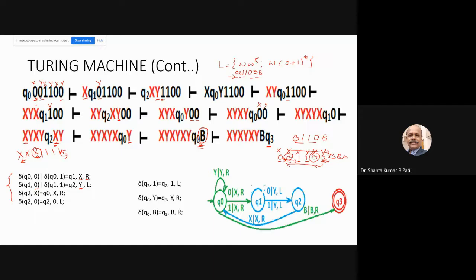See, for this 0, it has moved. It has been converted into the Y, and it was here. Now it has moved. This position means what? Left side. So this is the left side. This is how we convert these instantaneous descriptions into the transition function. From these transition functions, you can convert to the transition diagram, as I have shown in the first example. This is the Turing machine for the language WWR.